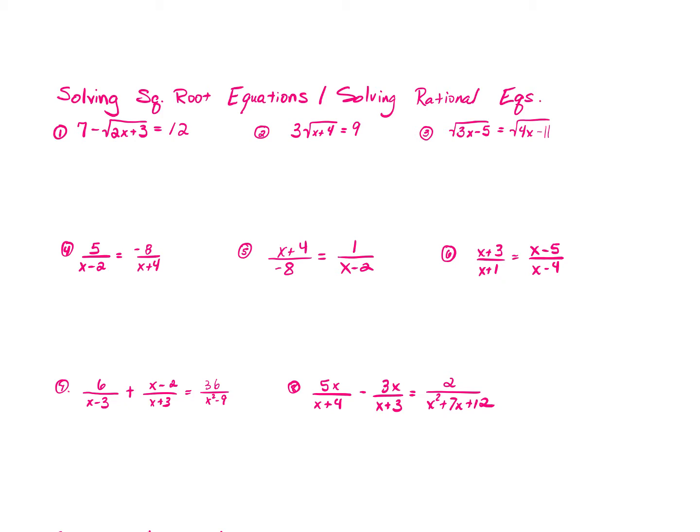Remember, with these square root equations, you want to make sure you isolate the radical first, and then if you can, square both sides and solve for the variable. Remember, you cannot take the square root of a negative number. So if you isolate that radical and it's equal to a negative number, obviously there's no solution. For example 1, we have 7 minus the square root of 2x plus 3 is equal to 12.